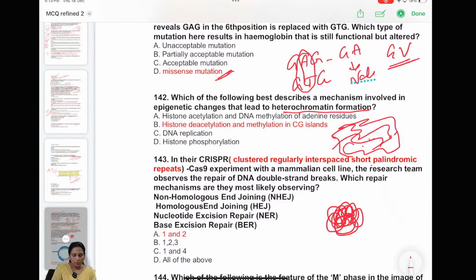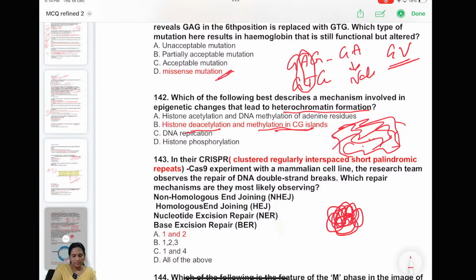So this heterochromatin formation needs histone deacetylation and methylation in CG islands. Deacetylation, not acetylation. Heterochromatin, if it is loose, only then will genes be expressed. Chromatin is the protein which surrounds the DNA, so only DNA will occupy the cell. So DNA deacetylation and methylation.